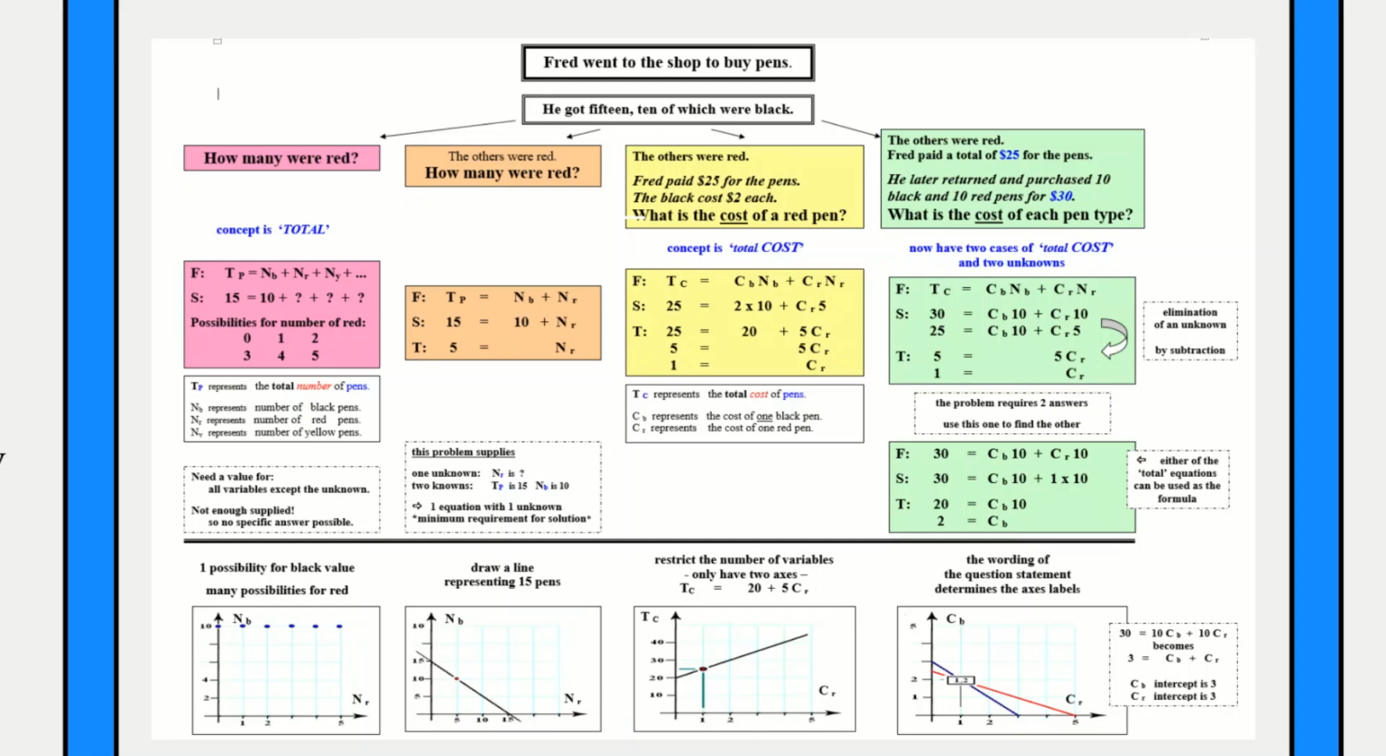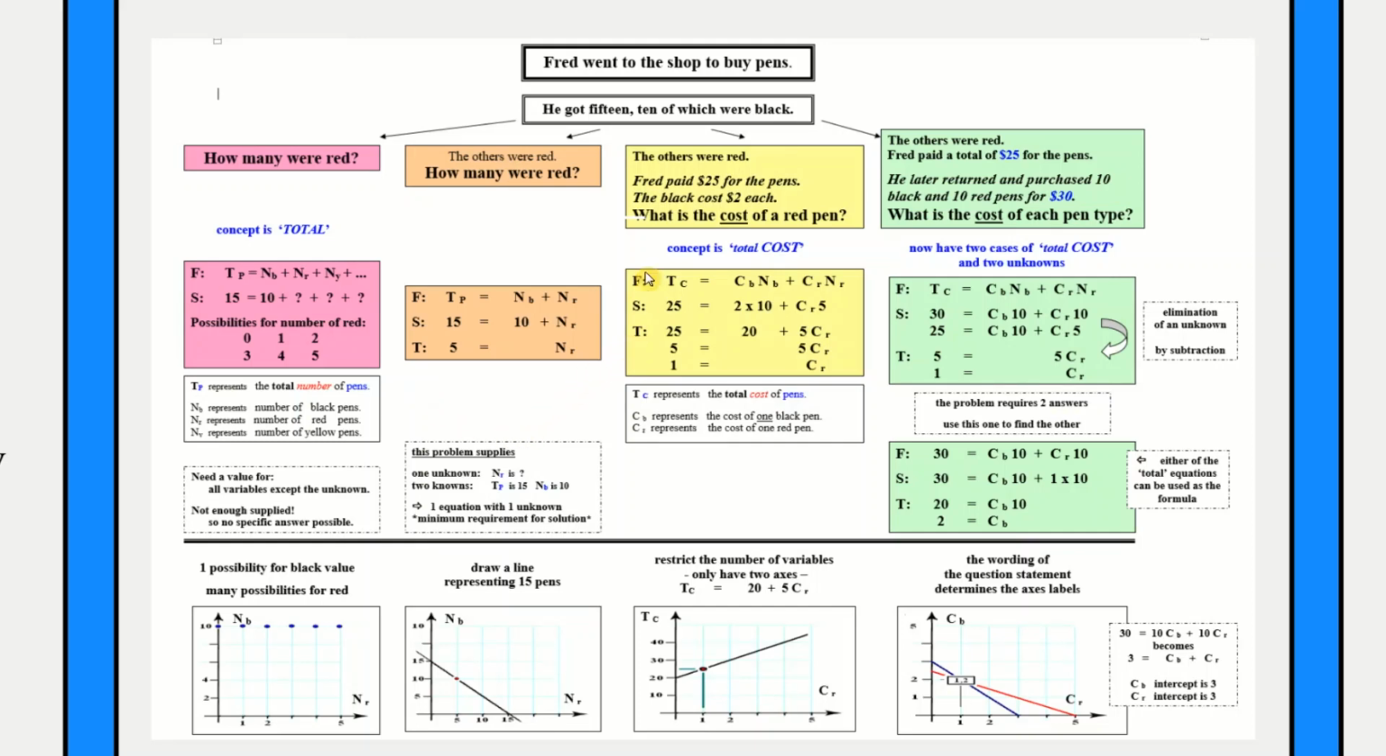So here we have the 4 problems side by side. They all share the same introduction. The setting, he went to the shop to buy pens. The initial data, he got 15, 10 of which were black. Then we have our different tasks. How many were red? In this case, the inadequate data meant we couldn't get a unique solution. In this case, the additional information that the others were red gave us a unique solution by a standard 3-step calculation.